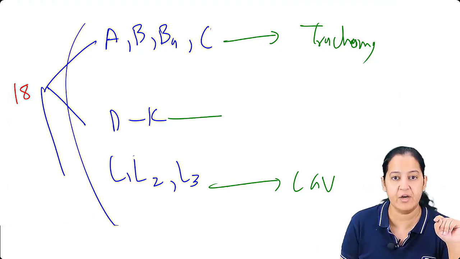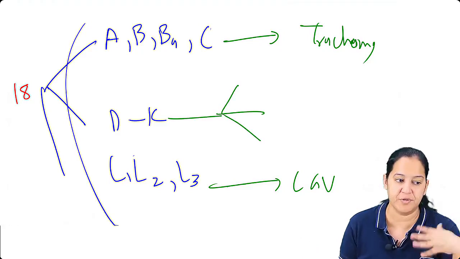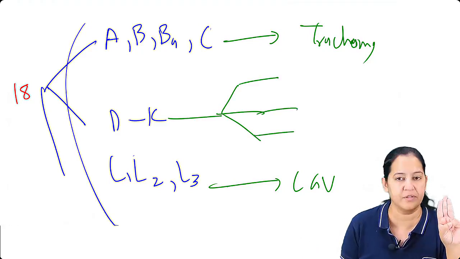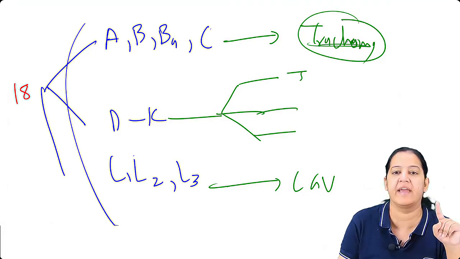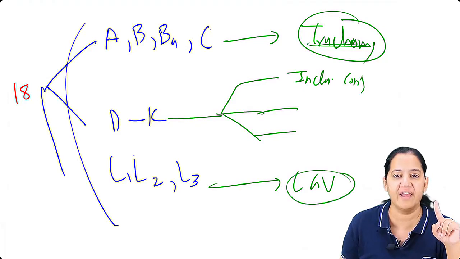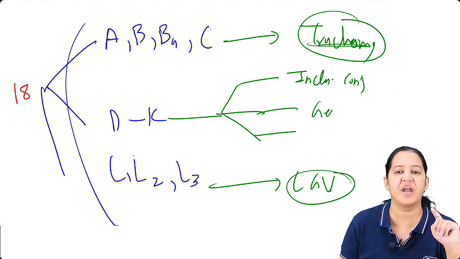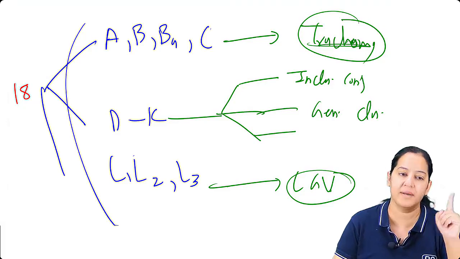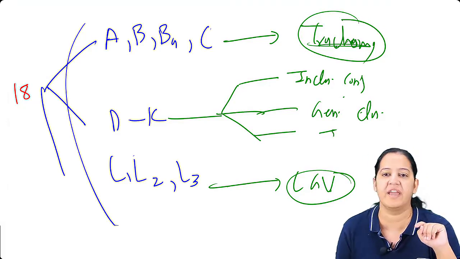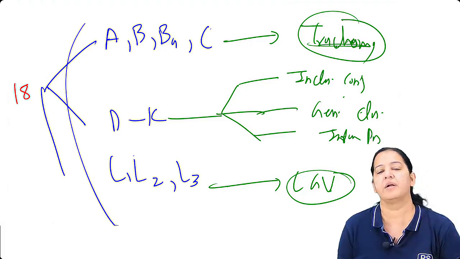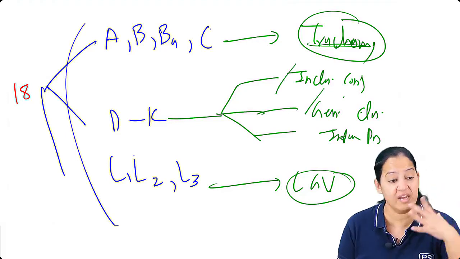And D to K cause three diseases. You should be able to tell me the name of the three diseases. One is of the eye, inclusion conjunctivitis. One is genital, genital chlamydiasis. And one is pneumonia, infant pneumonia. So one eye, one genital, and one pneumonia.